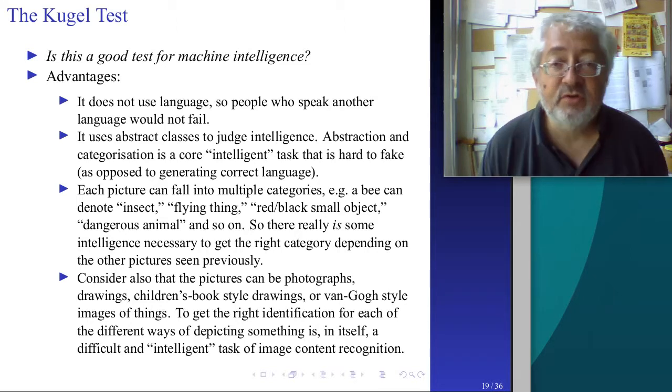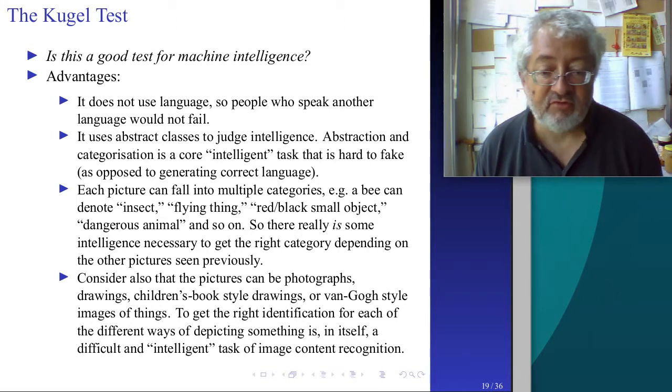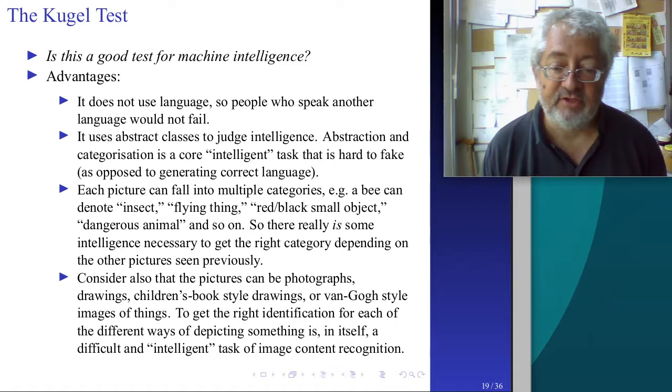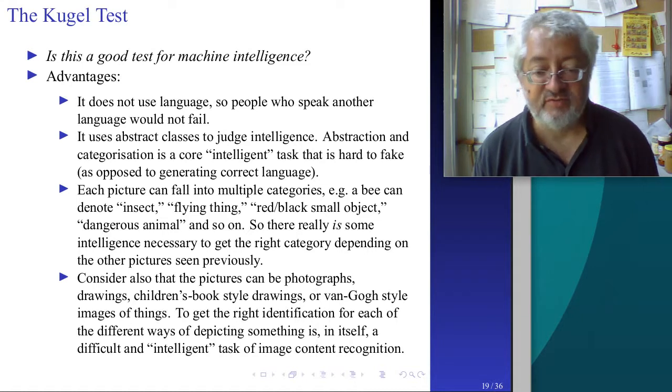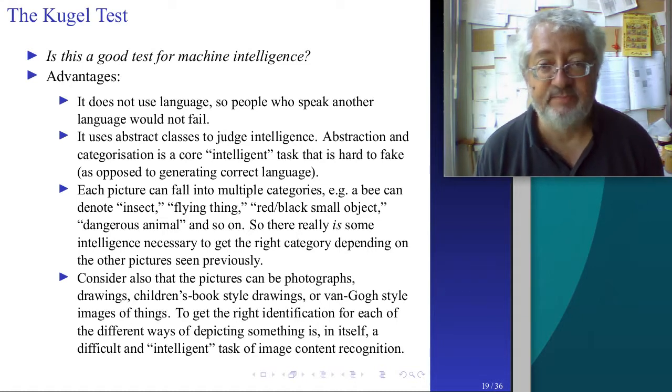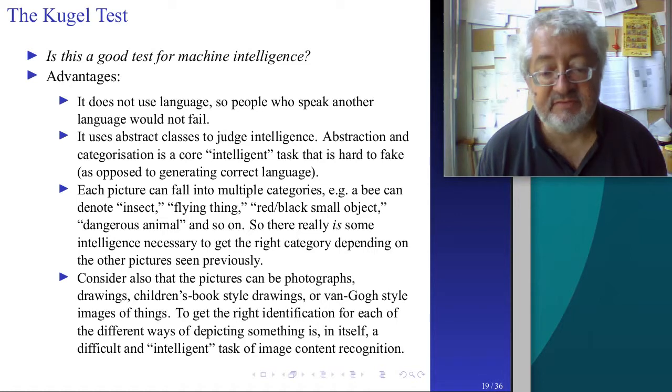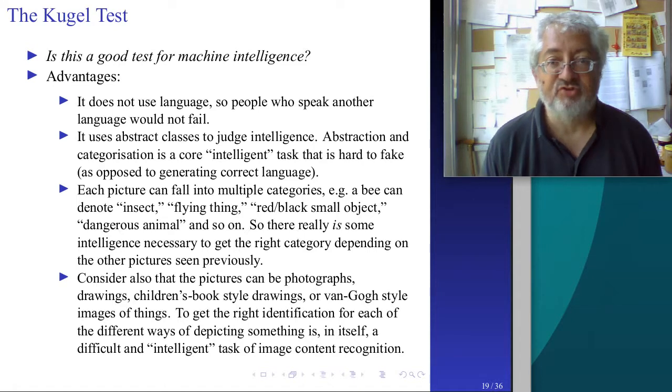You also have to consider that pictures can be photographs, drawings, children's book style drawings, or Van Gogh style images. To get the right identification for each of the different ways of depicting something is itself difficult and is an intelligent task concerning image content recognition, right?